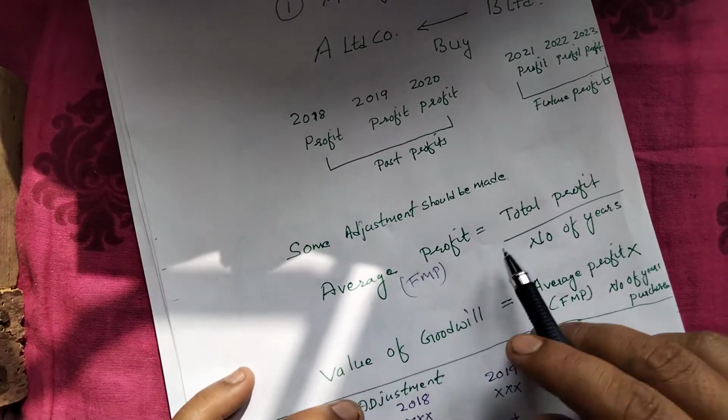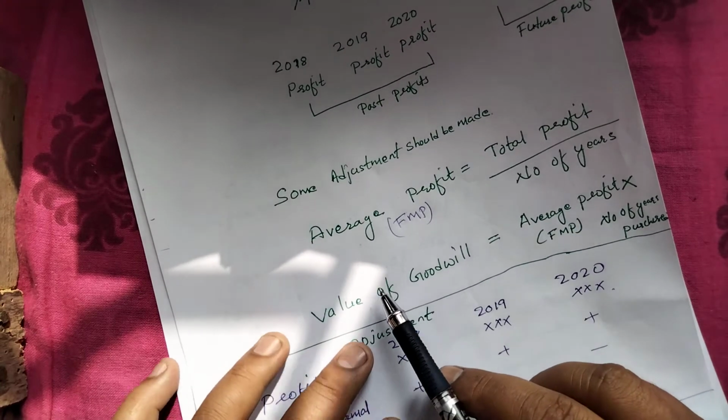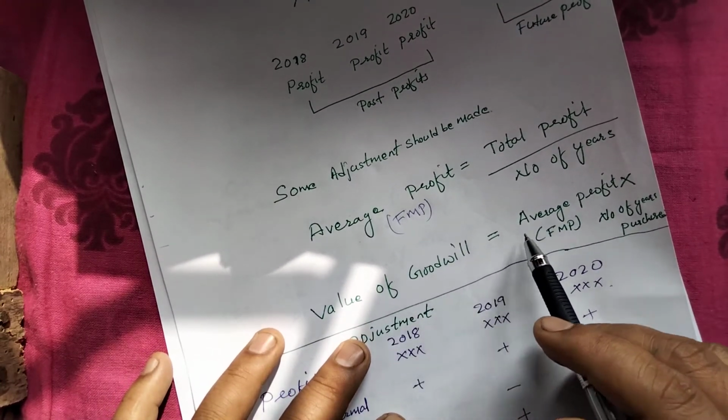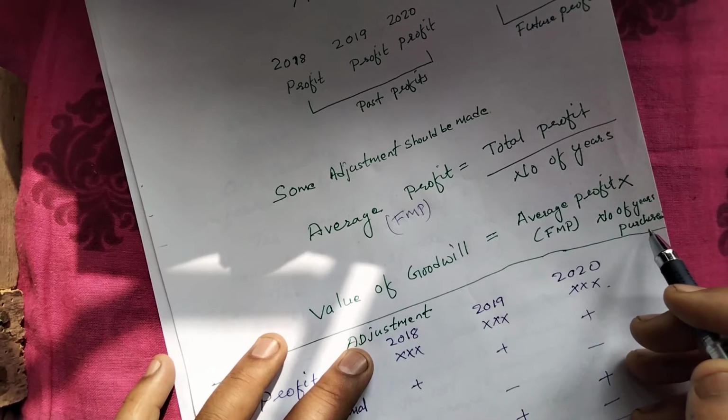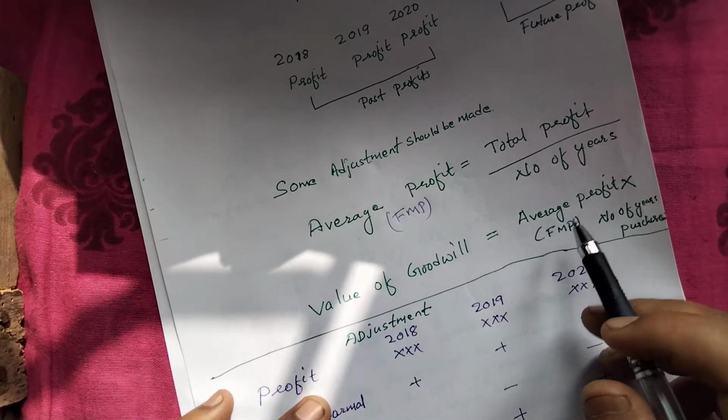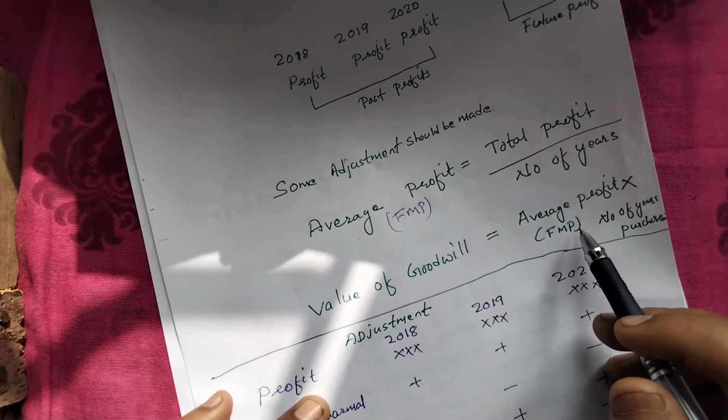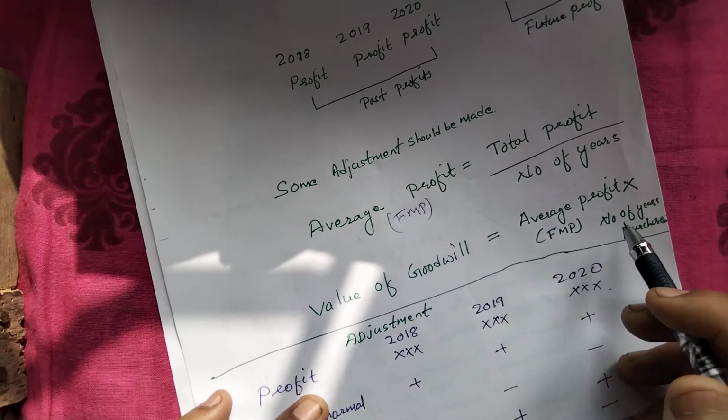Okay, so we have to bring that, then we have to find out the value of goodwill. Value of goodwill means what? Average profit into number of years purchase. Okay, average profit, that is future maintainable profit, you can also say, into number of years purchase.